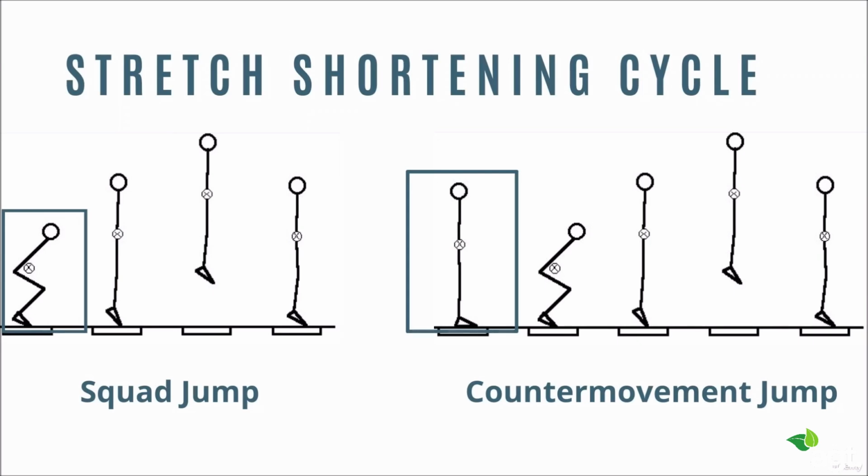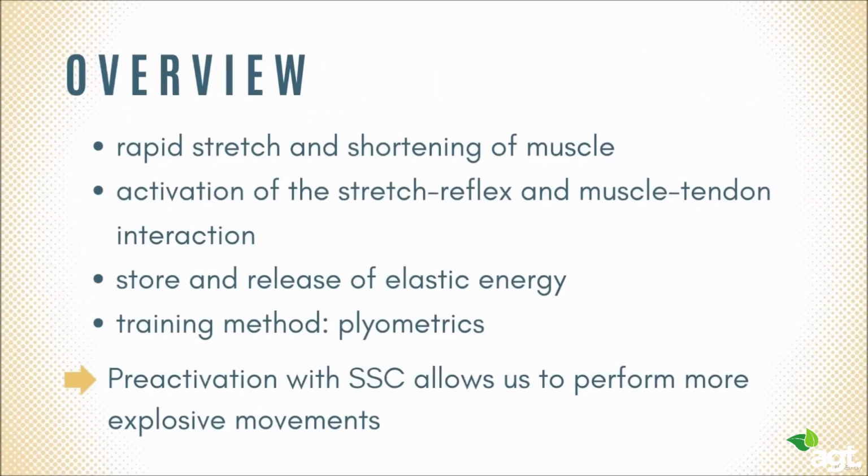And there are two reasons for that. Number one, during the counter movement jump, there are higher forces exerted into the ground, which leads to a higher impulse and a higher acceleration for the takeoff. Number two is the stretch shortening cycle. So what is the stretch shortening cycle exactly? The stretch shortening cycle refers to our muscles rapidly stretching and shortening again.